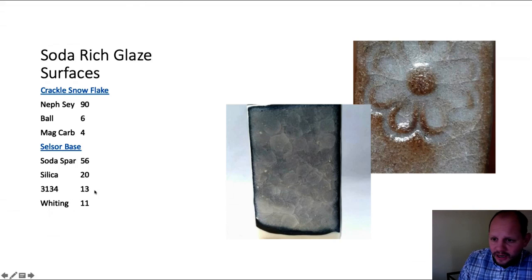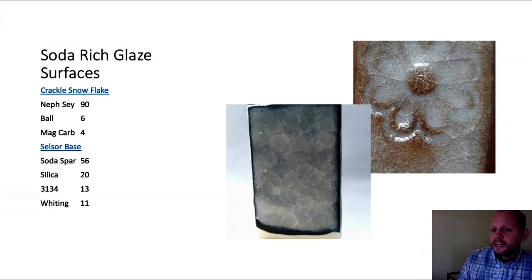You can also see it's got a lot more silica in it. It's got 3134, which is a calcium borate frit, so it's got some calcium and boron in there. Boron is a really good glass former at this temperature zone. It also has whiting, which you can see is at 11%. That's an auxiliary flux. So you'll have the main fluxing material, which is the soda spar, and then we'll refer to auxiliary fluxes, which are these other materials like whiting that has calcium in it, that also add to the melting potential. It also adds a different characteristic.